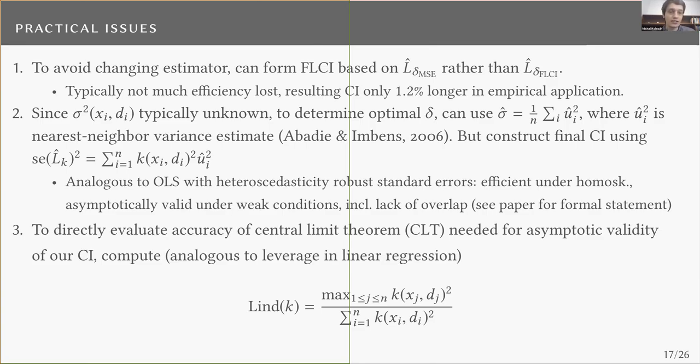This is analogous to using ordinary least squares in linear regression, but then heteroskedasticity-robust standard errors. So in analogy to that, this procedure is going to be efficient under homoskedasticity, but the confidence intervals are going to be valid even when the homoskedasticity assumption is relaxed, including under lack of overlap, as we show in the paper.